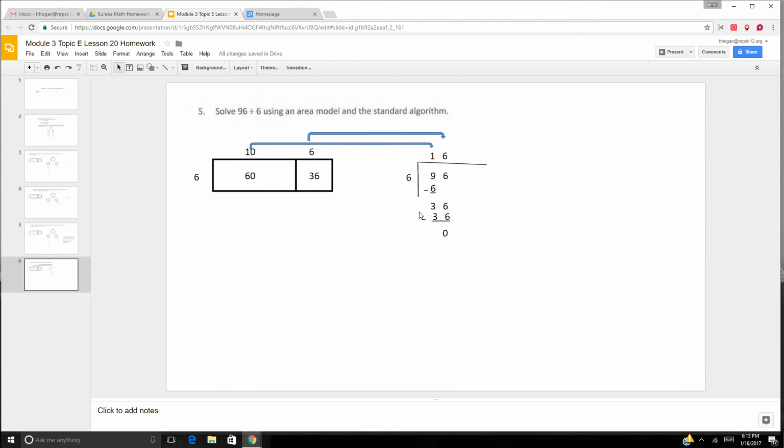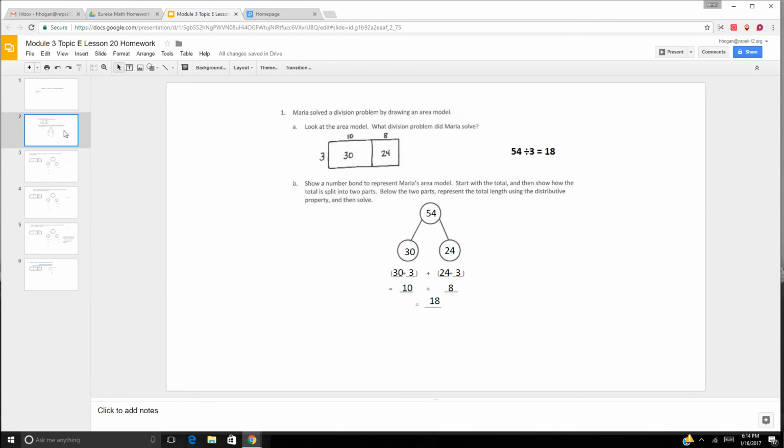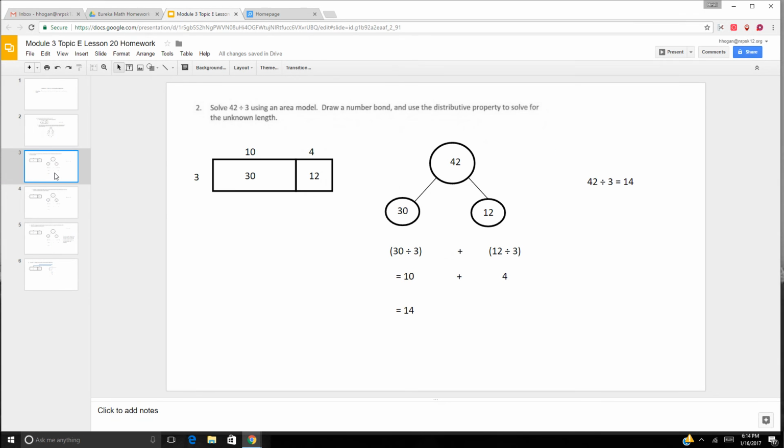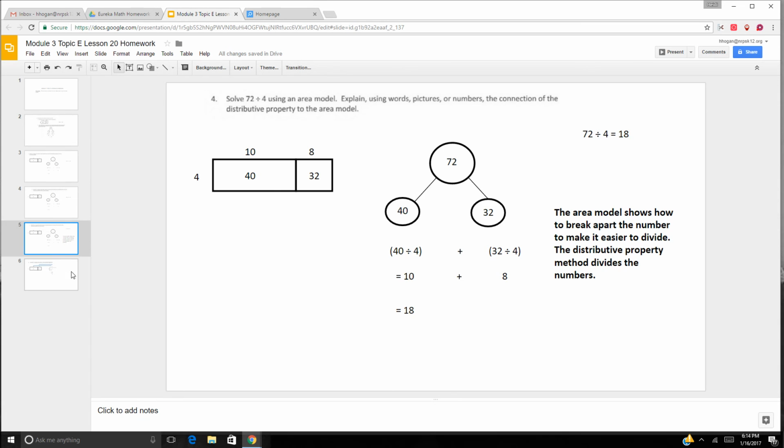So we only had really 4 problems, because the first problem, they kind of set it up for us, and they just wanted us to fill in the blanks. And we're just practicing our area model and our number bonds.